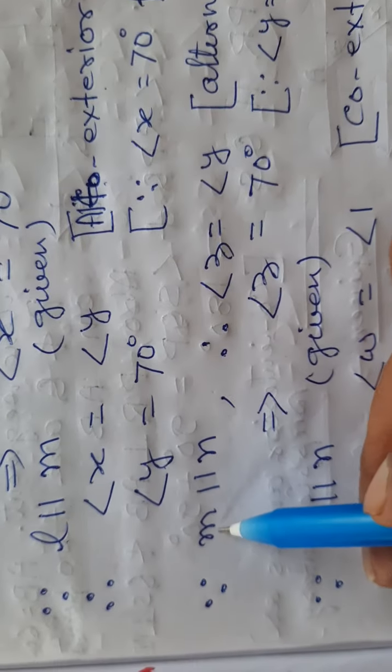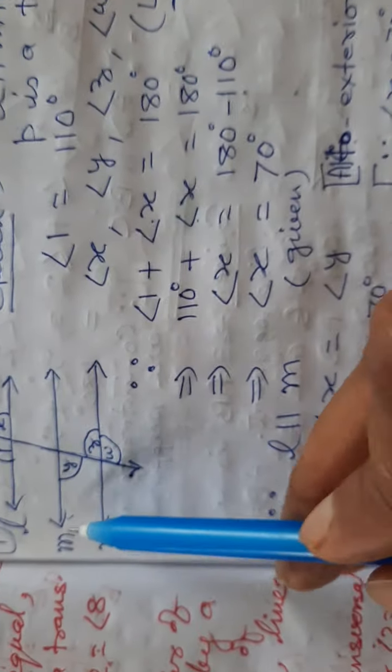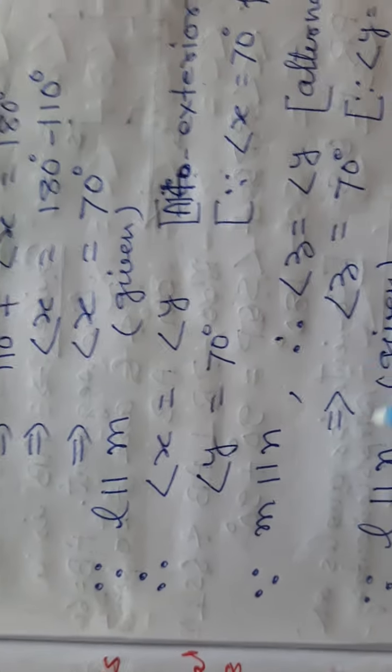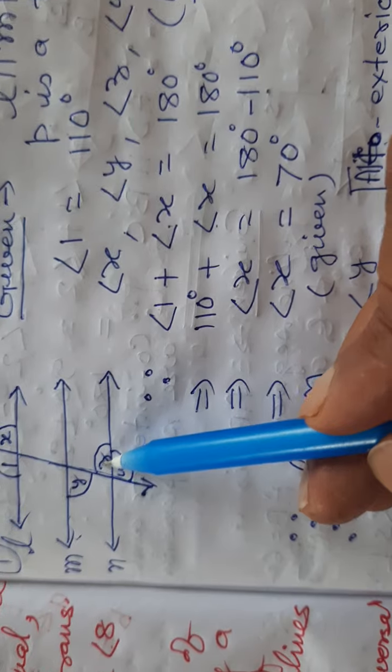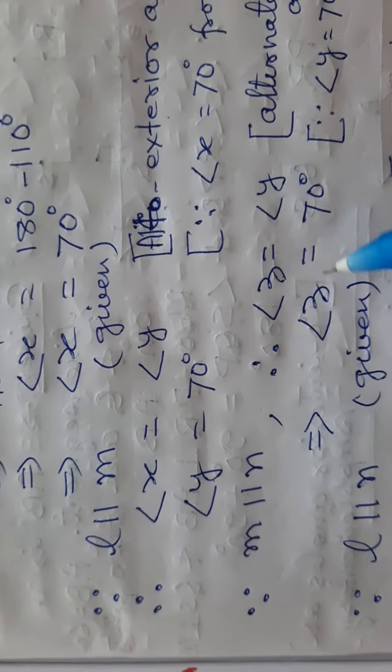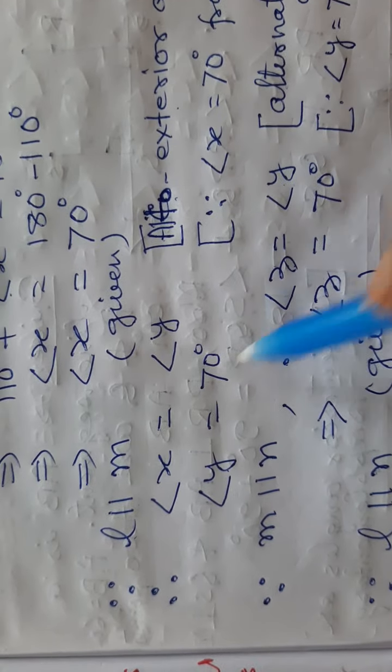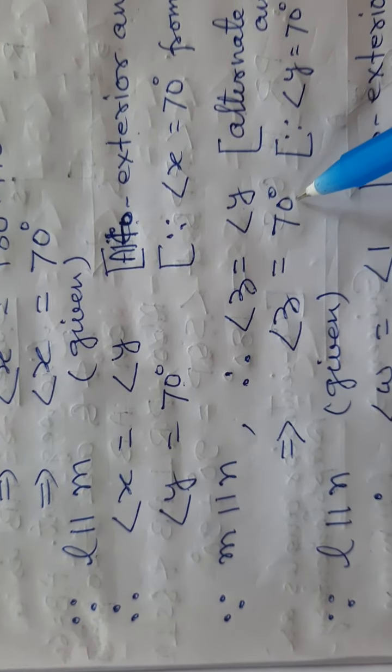Now, M parallel N, it is given. Therefore, angle Z is equal to angle Y, alternate interior angles. Angle Z is equal to angle Y, that is equal to 70 degrees from the proof.